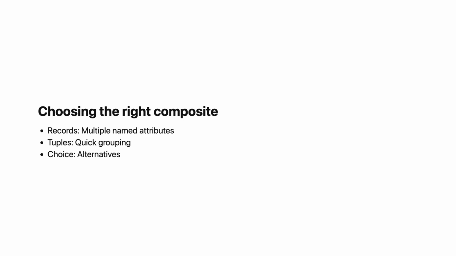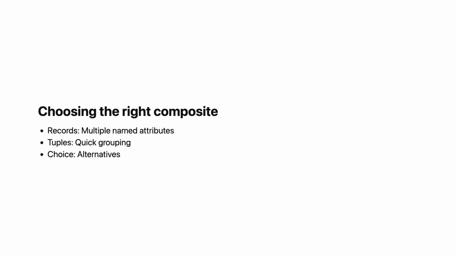When do you use each? Records, when you have multiple named attributes that belong together. The standard choice for domain objects: person, product, order. Tuples, when you need a quick grouping without defining a type. Returning coordinates. Temporary pairings, when meaning is clear from context. Choice types, when a value can be one of several alternatives. Error handling. Status codes, any is-a relationship where one type is a specific case of another.